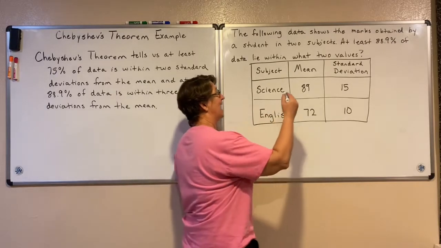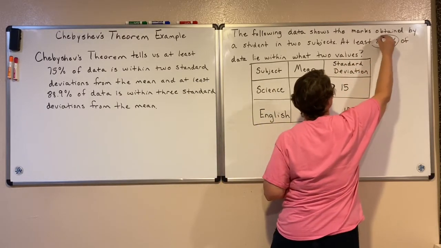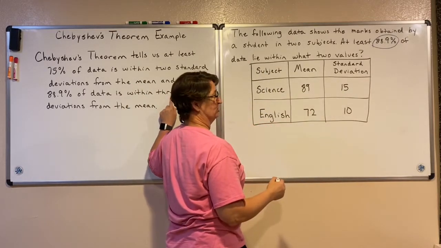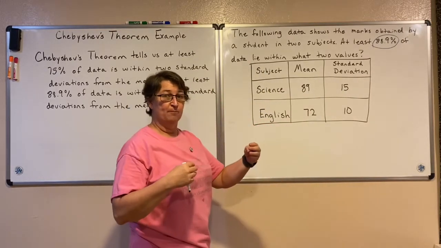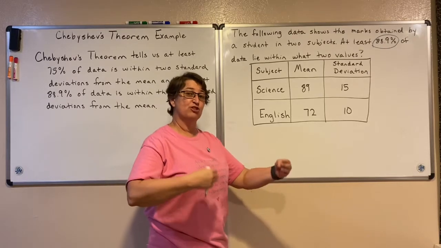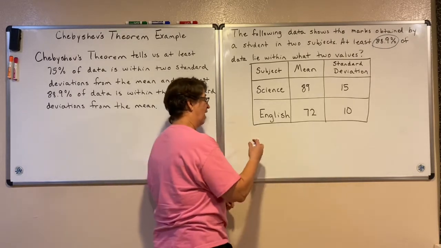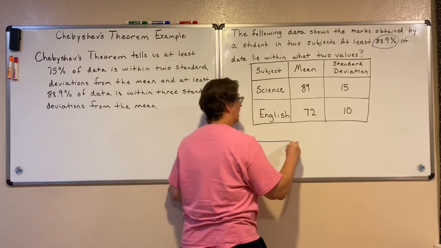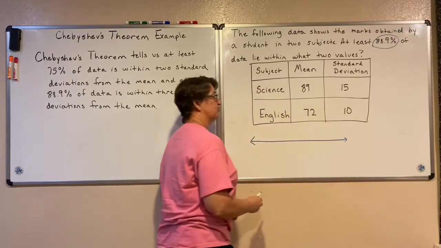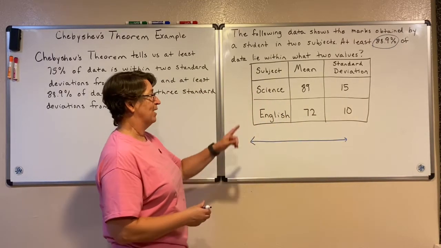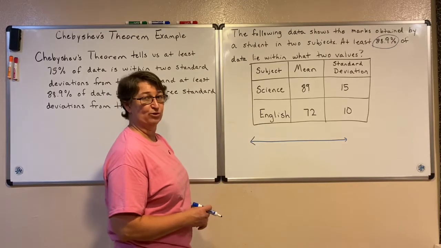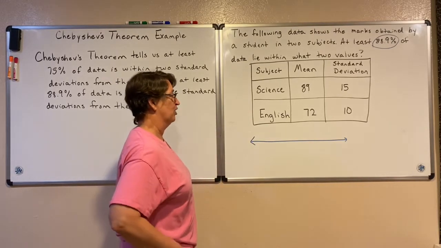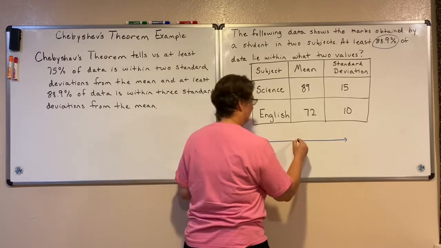Well, that 88.9% with Chebyshev's tells me that we're going to go out 3 standard deviations. At least 88.9% of our data falls within 3 standard deviations. So I always like to draw a number line to help me out. I'm going to take that number line and add my standard deviations until I get out 3 standard deviations. So here's my number line. Right in the center of my number line is always the mean of my data.